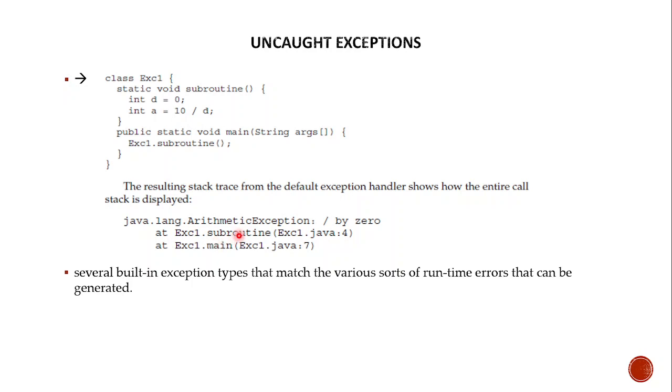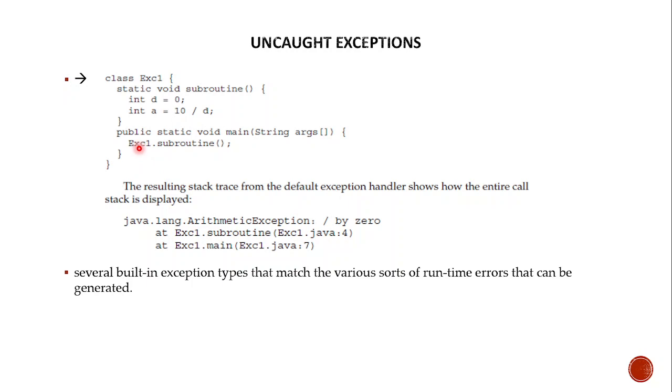So observe here, friends. Let us try to understand what is happening. At the bottom, at the end of the stack, you can see where it is executing: in main's line 7. Please observe. Main's line 7 means, just go on counting the lines: 1, 2, 3, 4, 5, 6, 7. So when you call this subroutine, you are getting an error. That is what it is trying to tell.